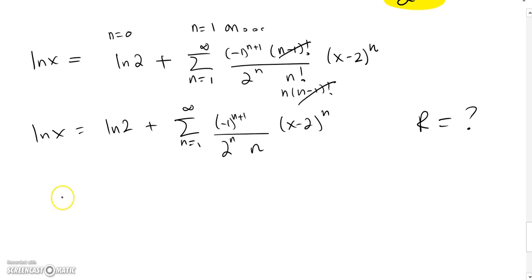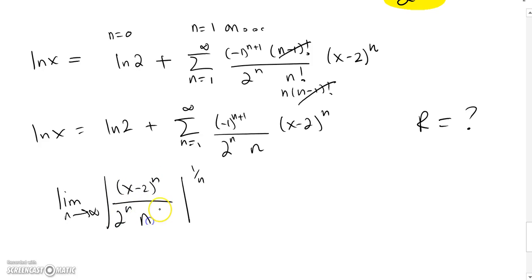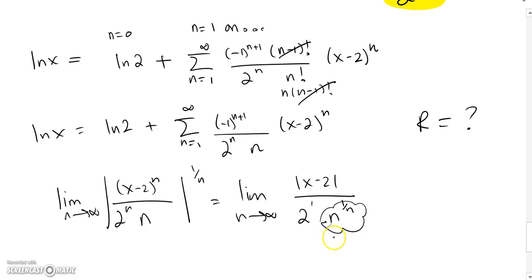I'll use the root test this time, so limit as n goes to infinity of this entire thing raised to the 1 over n. So I'll eat up the negative 1 since it's going to be in absolute values anyway and become positive. I have 2 to the n, so that's going to be limit as n goes to infinity. This guy will just give me x minus 2. 2 to the n raised to the 1 over n is just 2 to the 1, and then I have n to the 1 over n. And as we agreed with L'Hopital's rule, that guy just goes to 1.